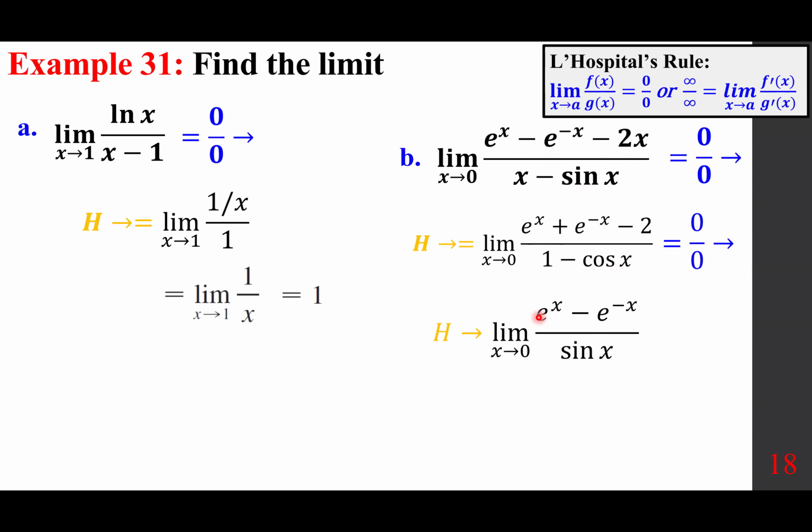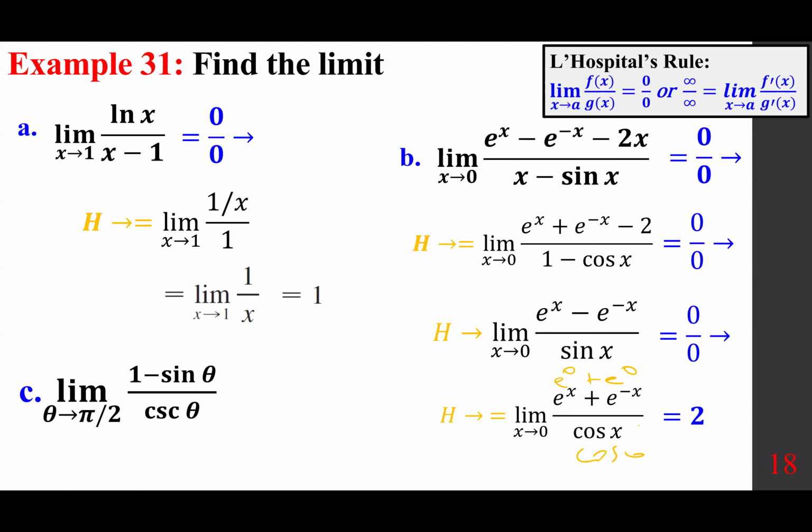If I plug in, I get e to the power of 0 minus e to the power of 0. 1 minus 1 is 0, sine of 0 is 0. And again, I'm going to use L'Hopital's rule. This is itself, this is plus e to the power of x, and this is cosine x. Now, if I plug in 0, I get e to the power of 0, which is 1, e to the power of 0, which is 1, cosine of 0. So let's just write that. E to the power of 0 plus e to the power of 0 over cosine of 0. And it's 2 over 1, or simply 2.